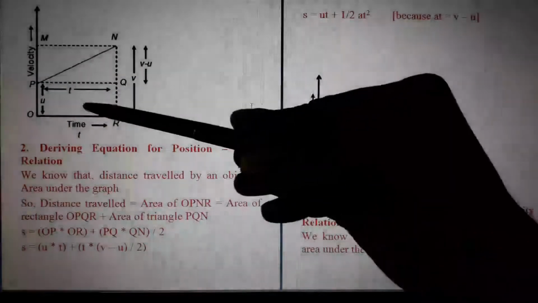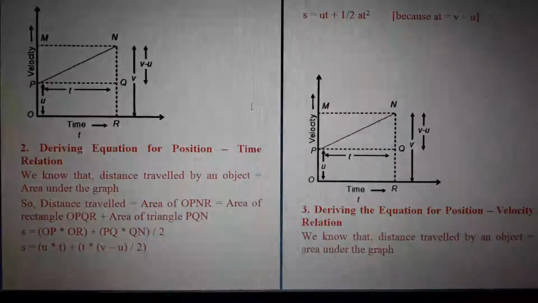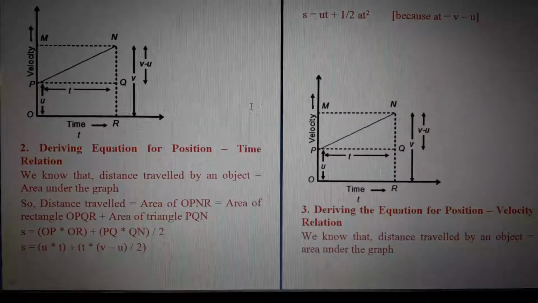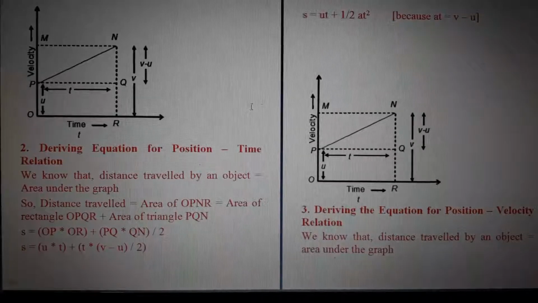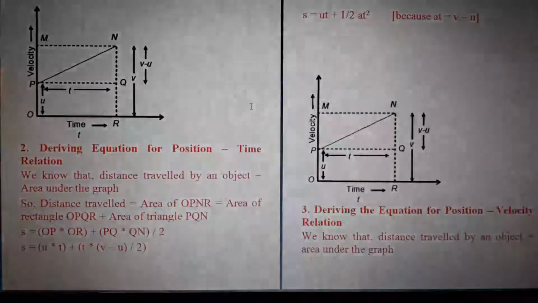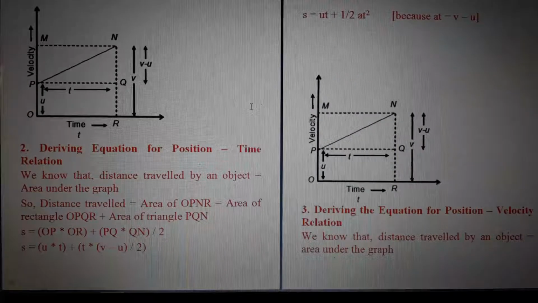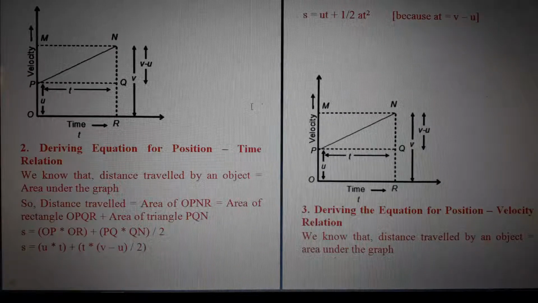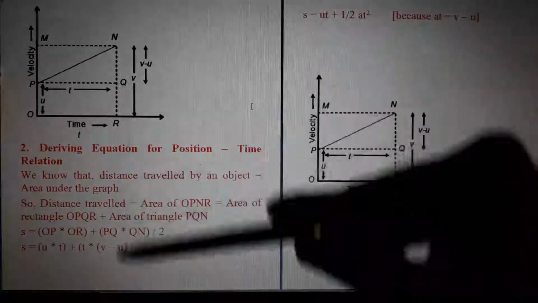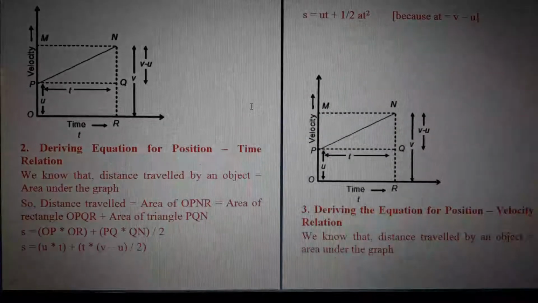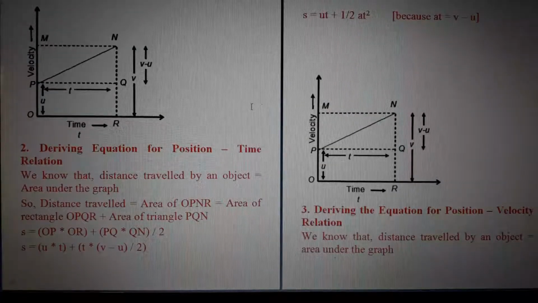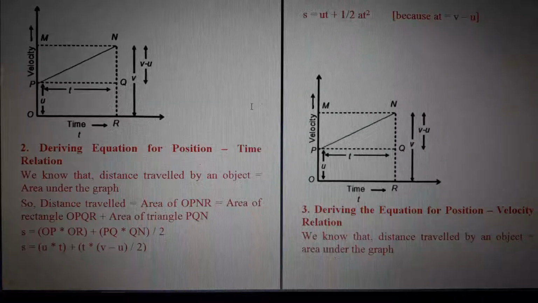Okay, we know the area of this rectangle, area of the triangle also we know. Area of rectangle is length into breadth. We know length is OR, time. OP is U, means initial velocity. Just multiply initial velocity by time, we will get the area of this rectangle. Next, find out the area of the triangle, half BH, half base into height. What do we get? Just T into (V minus U) divided by 2. From that we can get UT plus half 80 T square. That's the equation for the displacement regarding the second time.